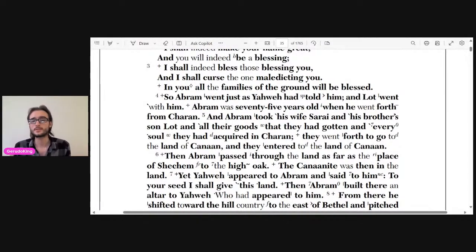So Abram went just as Yahweh had told him, and Lot went with him. Abram was 75 years old when he went forth from Haran. And Abram took his wife Sarai and his brother's son Lot and all their goods that they had gotten and every soul they had acquired in Haran. They went forth to go to the land of Canaan, and they entered the land of Canaan.